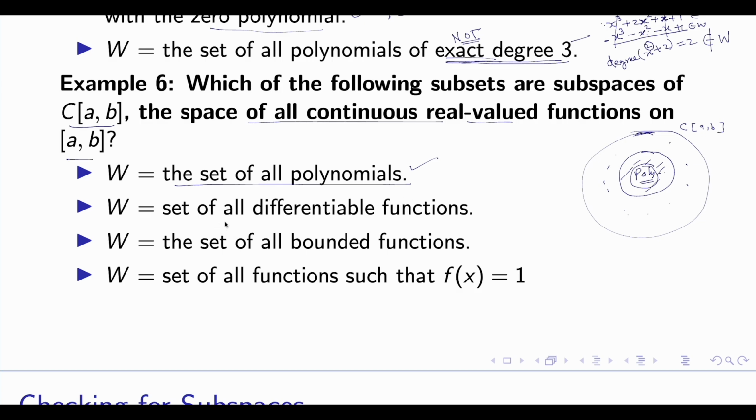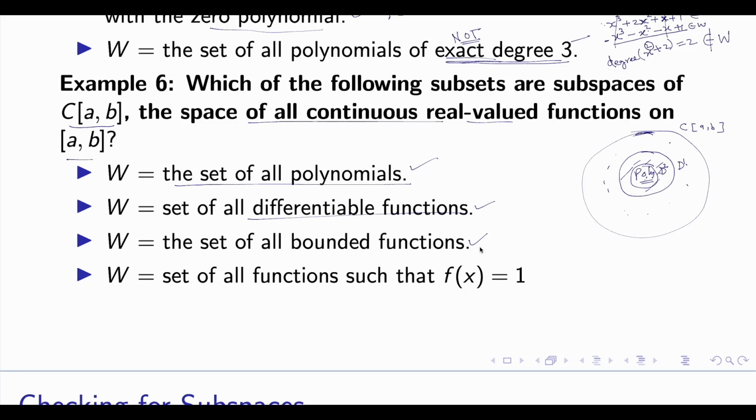Similarly, the set of all differentiable functions is also going to be true. All differentiable functions, first degree, second degree, third degree, and so on, anywhere you reach, this is also going to be satisfied. Set of all bounded functions, right? Because every continuous function defined on a closed interval is bounded. This is the result, right? So this is going to be true as well, right?